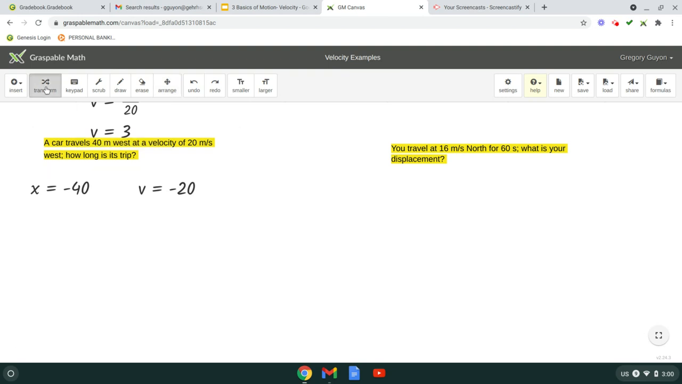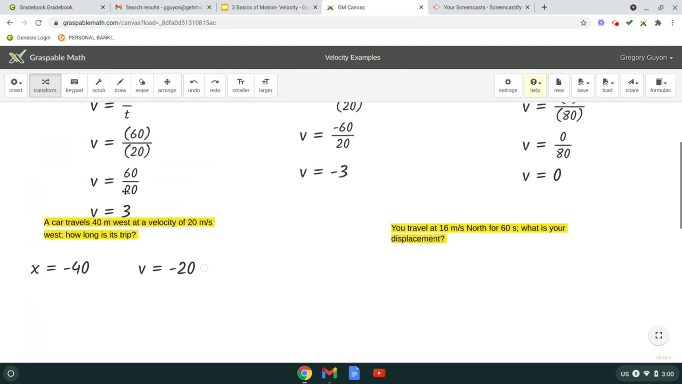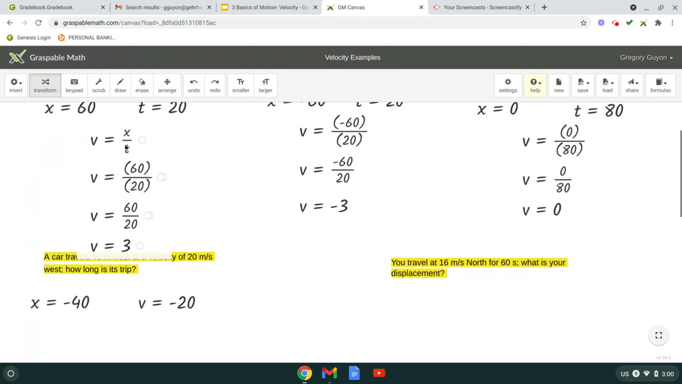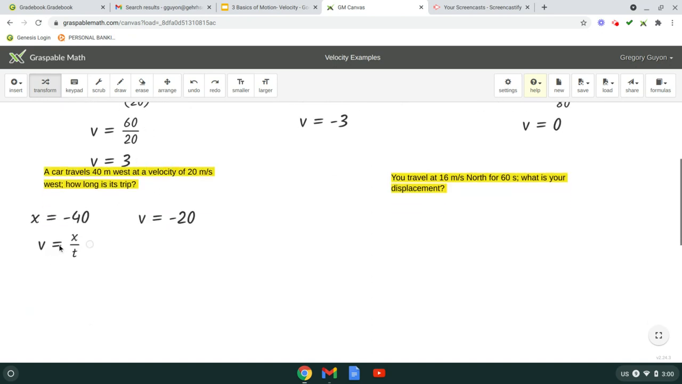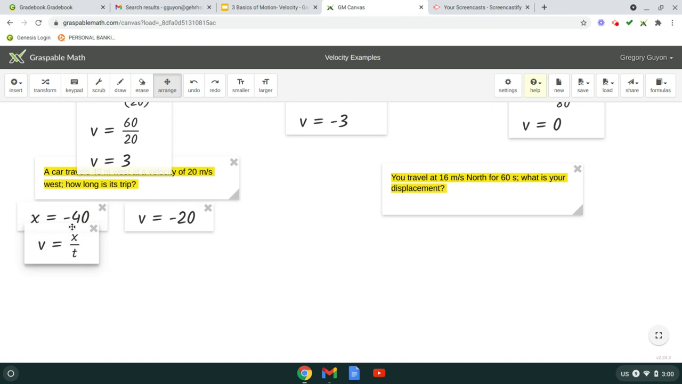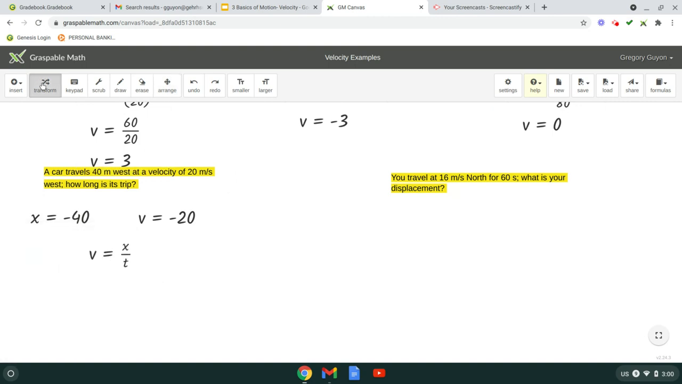Okay, and then I got to go back to transform to be able to do the problem. Now, the formula that we're using is the same formula for everything. So I can either rewrite it, or I could take this little circle here and I can actually drag it down to another problem, and it puts the formula there for me. So I kind of arrange that again. Okay, and then I hit transform to do the math.